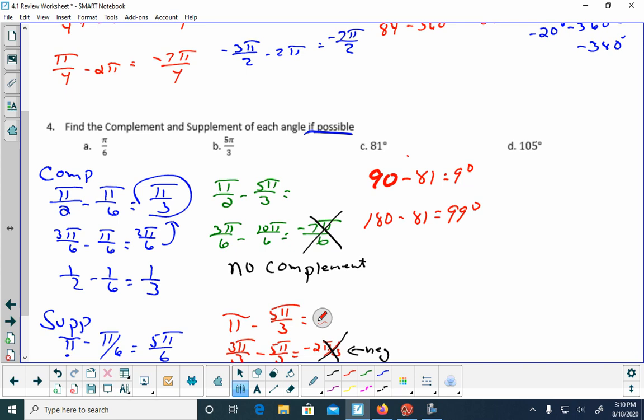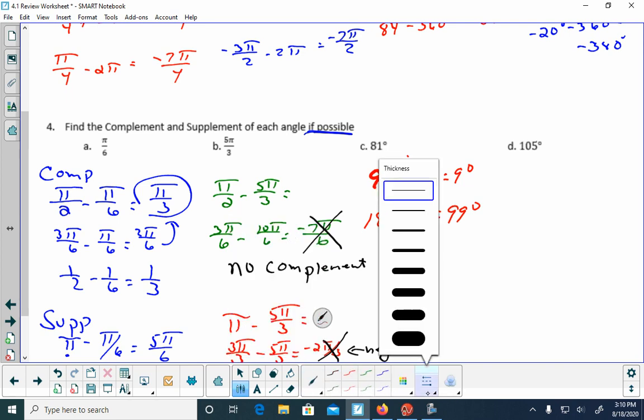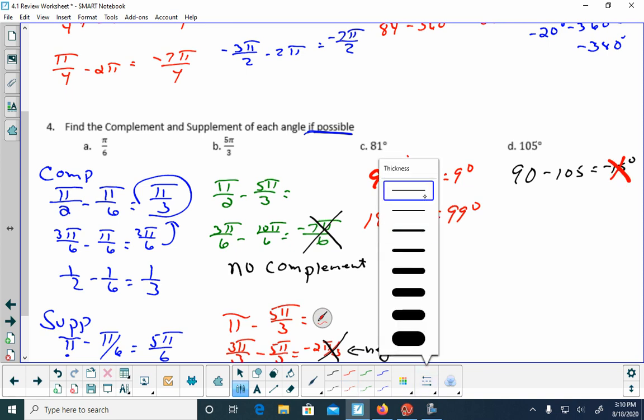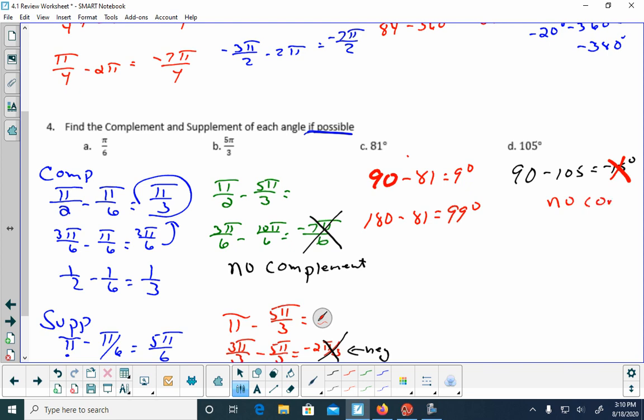Next one, I have 90 minus 105, and I end up with negative 15 degrees. That is negative. So I'm going to say that is not possible, which means I have no complement. And then I'm going to take 180 degrees and subtract 105 degrees and end up with 75 degrees, and that is my supplement. So that's how you are expected to know those formulas for complement and supplement.